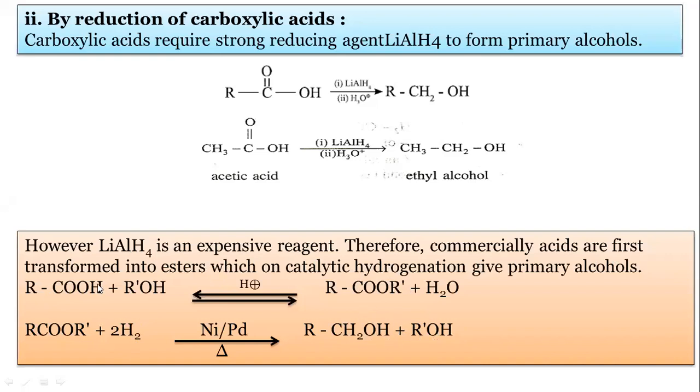So first remember, when carboxylic acids are to be reduced commercially, acids are first transferred into esters. Esters are prepared first. So in this reaction, lithium aluminum hydride is not used. So commercially, carboxylic acids are first transferred into esters, and esters on reduction give alcohols.